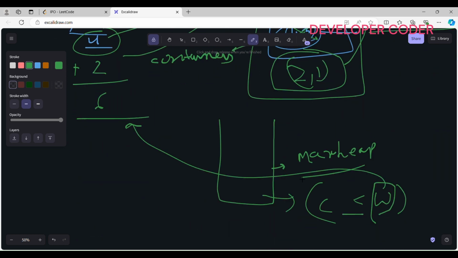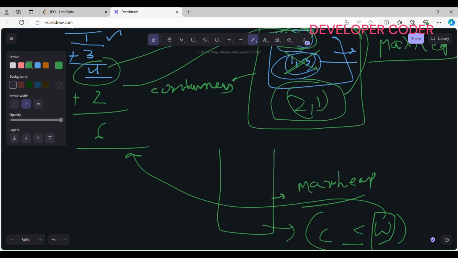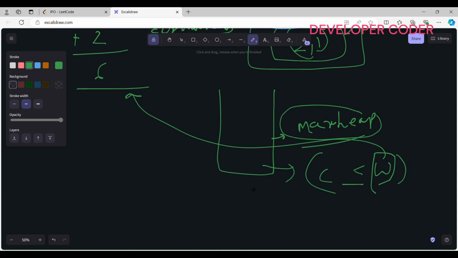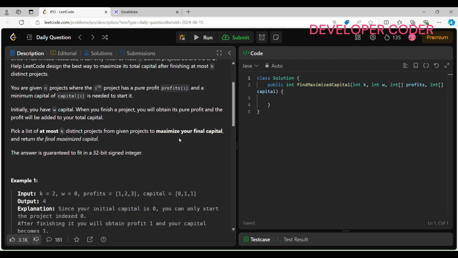Okay, so in my max heap I'm only storing the projects which I can use. Here in the max heap I am going to store all those projects which I can use based on their max profit, so the max profit project is going to be at the top. I hope that you guys are clear with this approach.